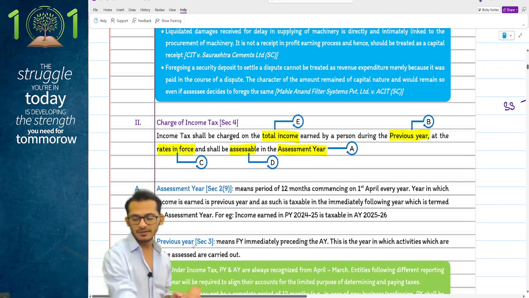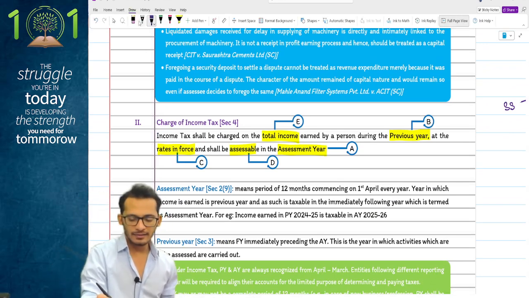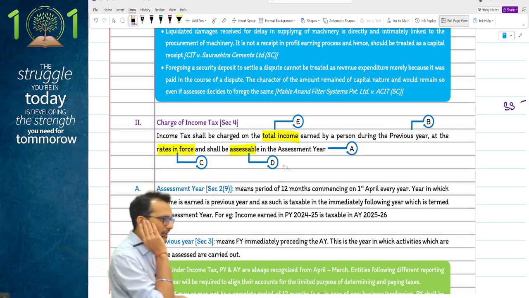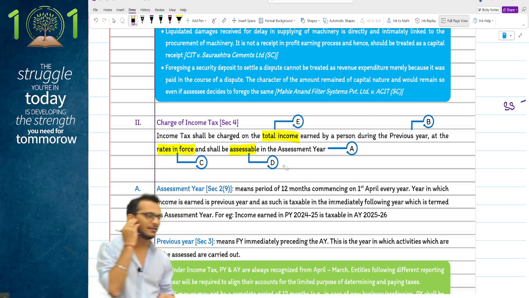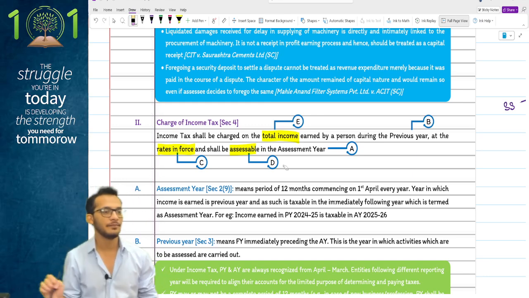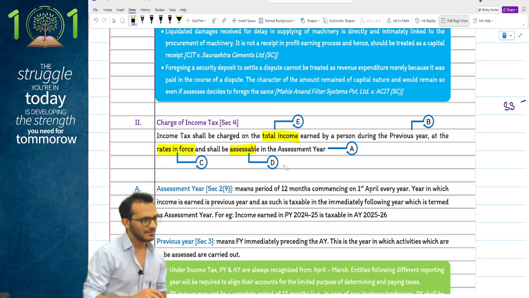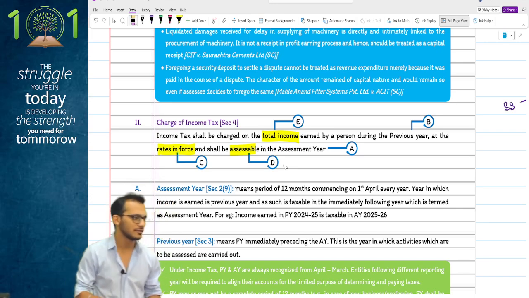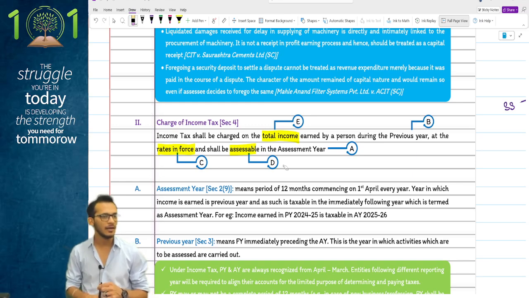You have, after persons, something called previous year and assessment year. Now, if you are in finals already, I am assuming I don't have to clarify this again and again for you. Previous year is basically the year in which you earn the income. Assessment year is the year in which you assess the income. Taxes are actually paid in TDS, advance tax and all those things. So technically, the year in which you assess your income is your assessment year.